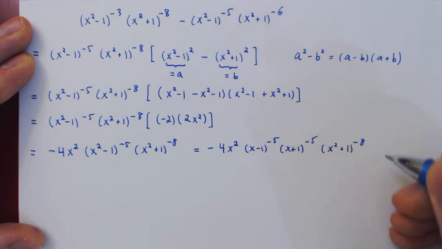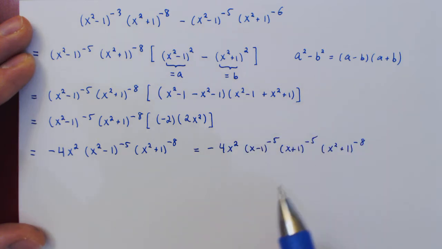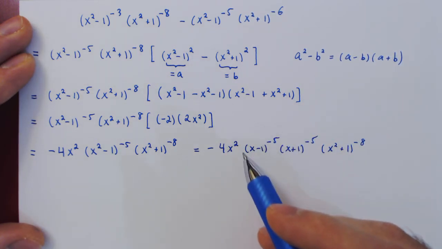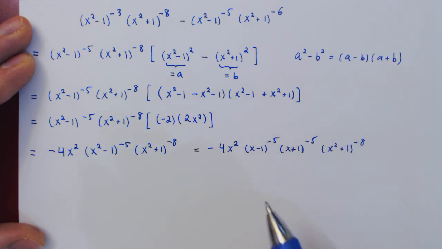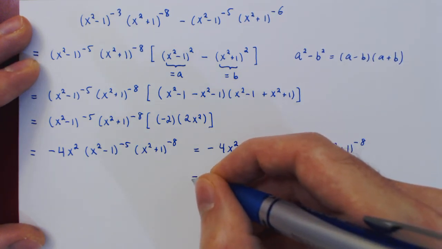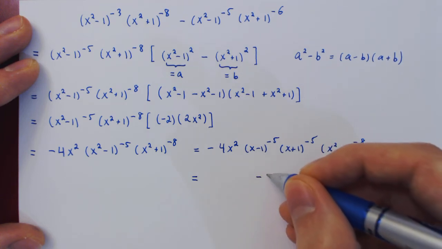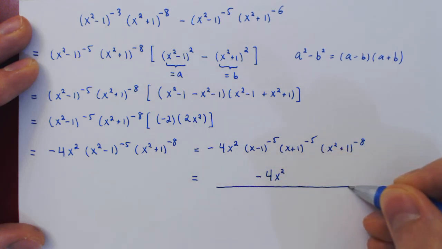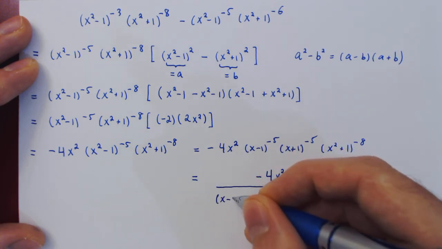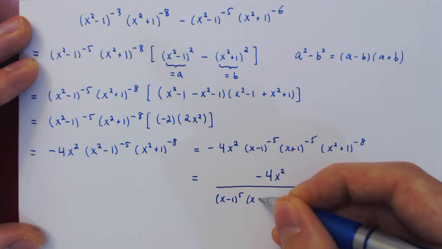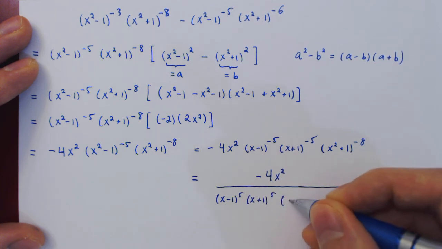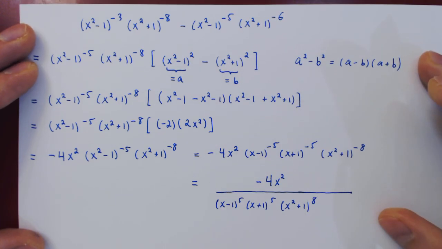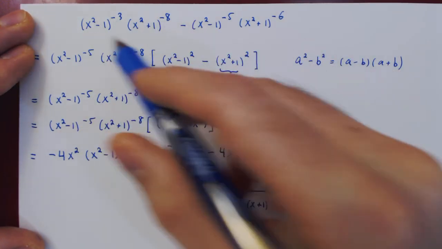And finally, if we wanted to no longer have negative exponents but positive exponents, we can send these three terms down to the denominator. And so we would be left on the numerator with simply negative 4x squared over x minus 1 to the positive 5, x plus 1 to the positive 5, and x squared plus 1 to the positive 8. And this completes the factoring of the initial expression.